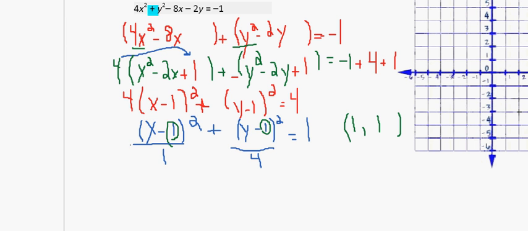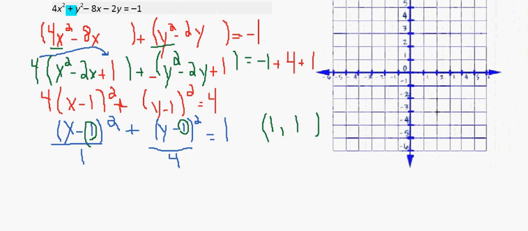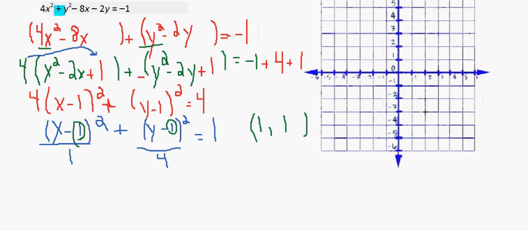And just like we did on any ellipse, even the one centered at the origin, we identified a and b. Remember, on an ellipse, a squared is the bigger one. So this 4 is actually my a squared, and this 1 is actually my b squared. So this is a vertical ellipse. So a is 2 because a squared is 4, and b is 1. Now it pretty much works the same, except instead of starting at (0, 0) as our center, we start at (1, 1) as our center.